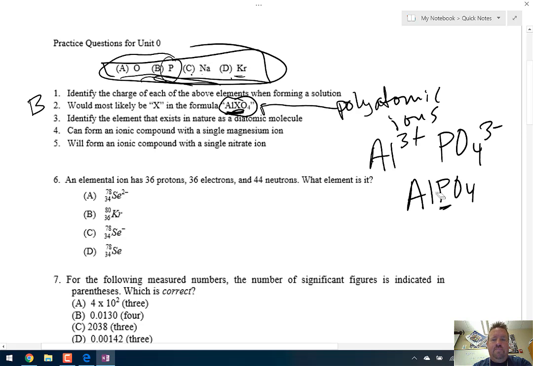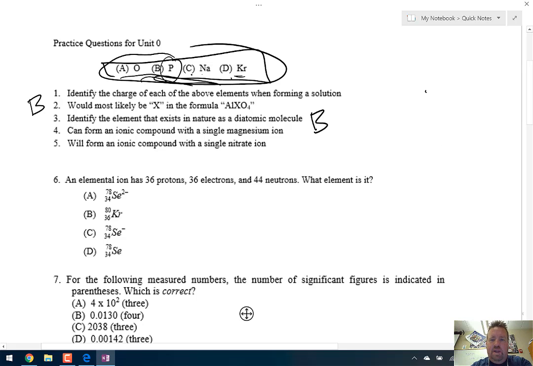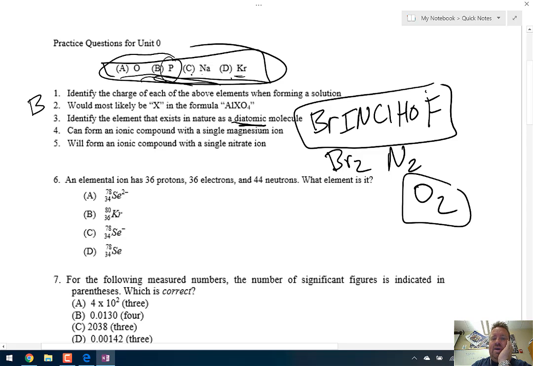Okay, number 3 says identify the element that exists in nature as a diatomic molecule. I'm not sure how much this came up in class, but again, and this is in your notes, whether we brought it up in class or not, there is the good old-fashioned Brinclhof. Brinclhof are the elements that when they're by themselves exist as Br2, N2, O2, etc. And what those are called is diatomic, di meaning 2, atomic meaning atom. So it's a 2-atom molecule.